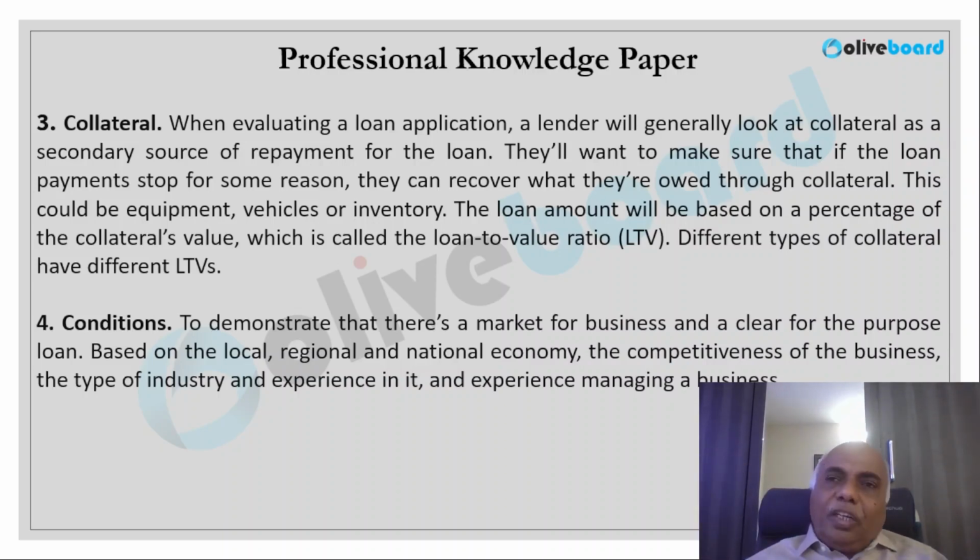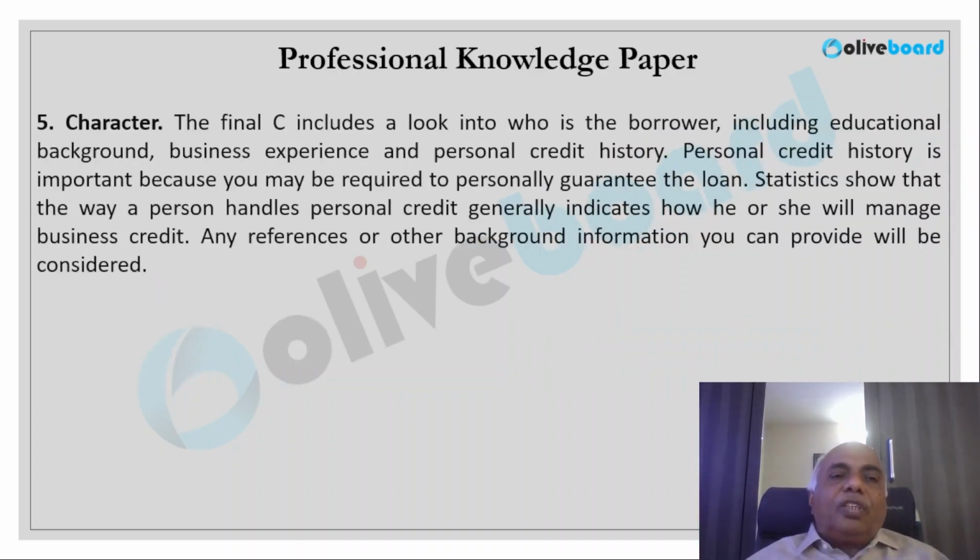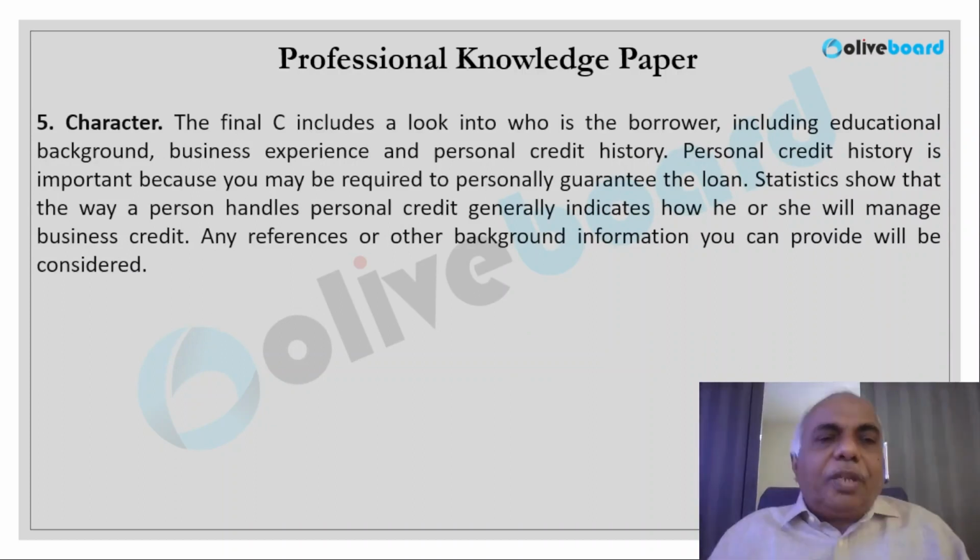If any guarantor is there, not all accounts need a guarantor, but in some cases a guarantor is there, he has to sign and the bank will also sign on that. That is called the terms and conditions letter. In some banks it is also called an arrangement letter. This is stipulated by the bank, and the borrower has to agree. That's a condition. The last one is the character, the character of the borrower.